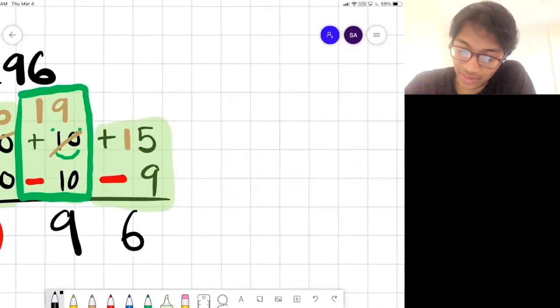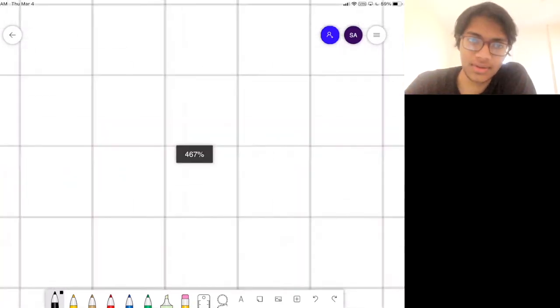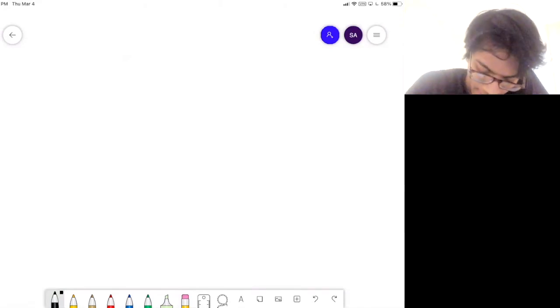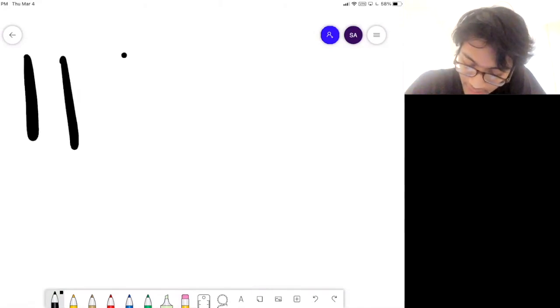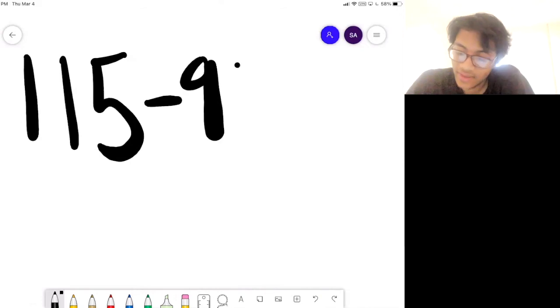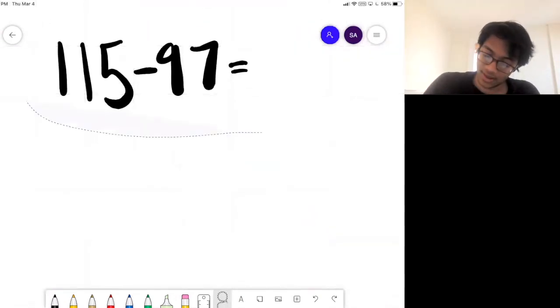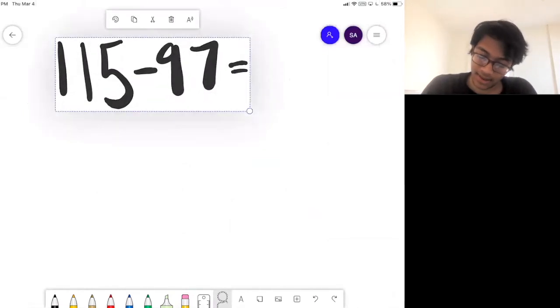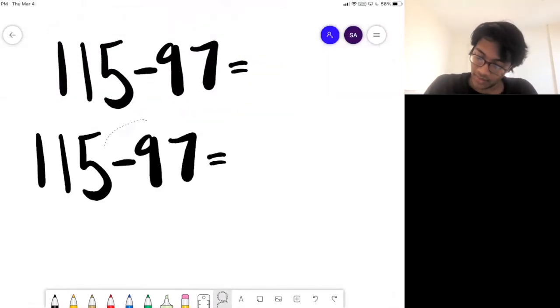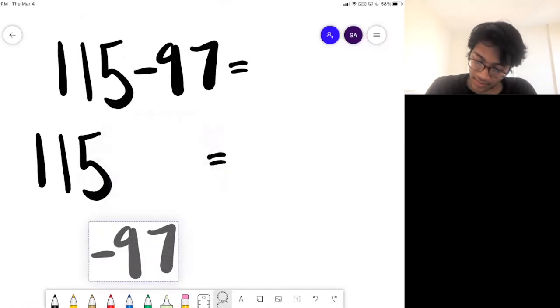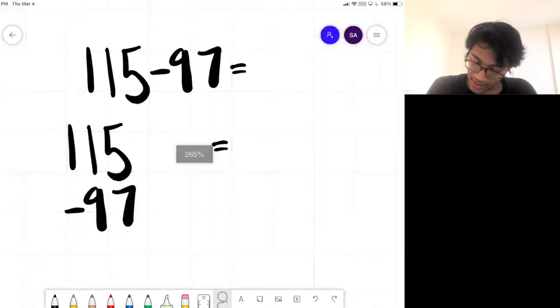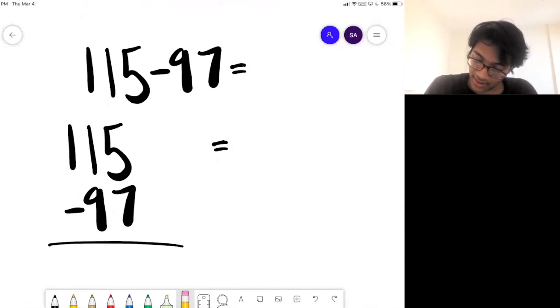All right, let's do some more. Let's do a couple more examples. Okay, so let's say I have 115 minus 97. How am I going to do this one? I'm going to take 115 minus 97, copy this thing, put it right here, put my minus 97 under my 115, and now put my bar, erase anything I don't need.